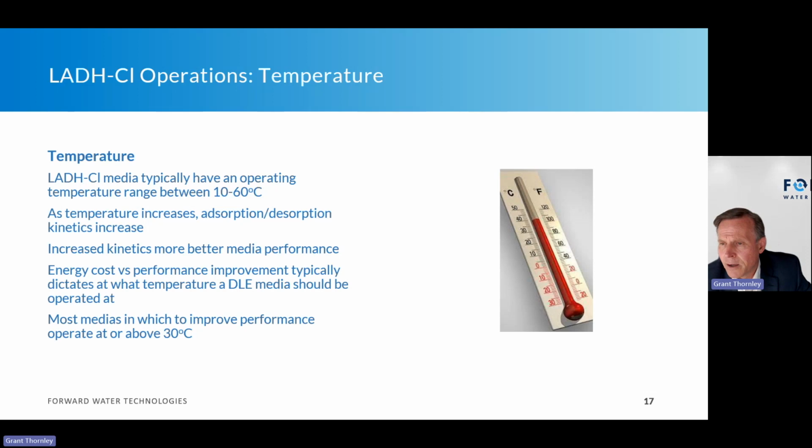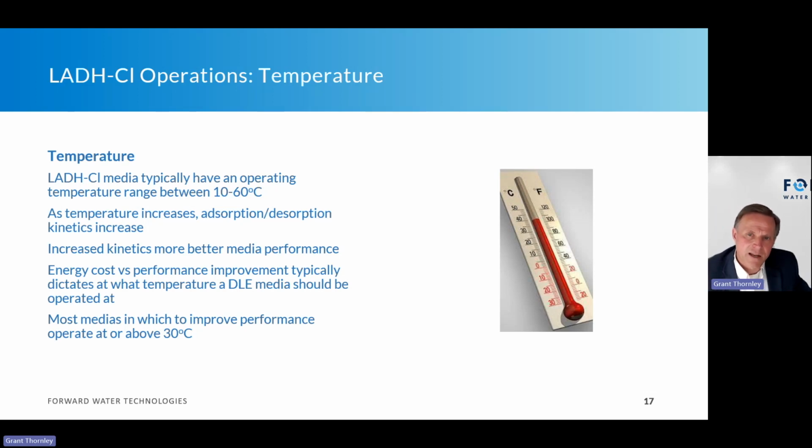Typically, what you see from the DLE media manufacturers is an operating temperature between 10 to 60 degrees C. Around 30 degrees C is where I typically see it, or 40 degrees, again depending on what DLE media you're using and what the operation is. Whatever you're looking at and doing your assessment, if I increase temperature, it's quite easy to increase the kinetics and get a better performance.